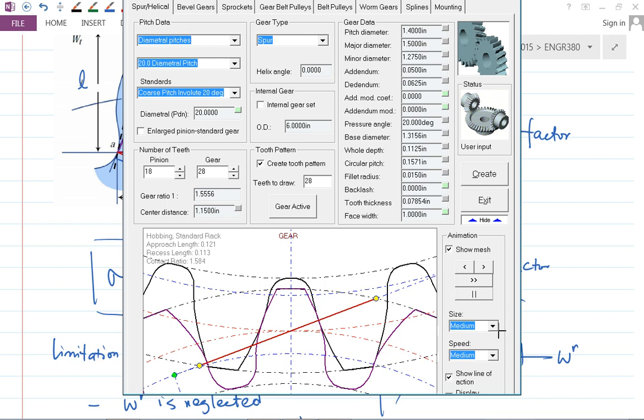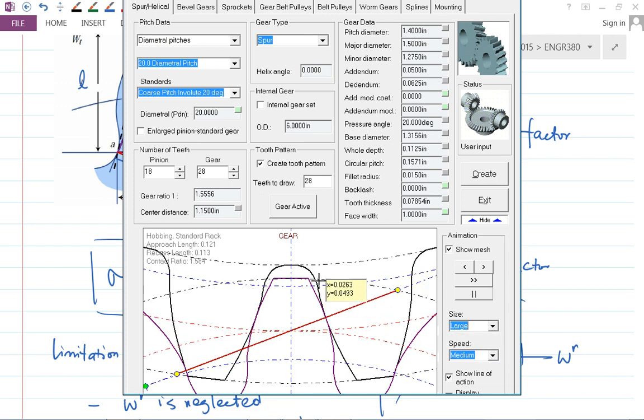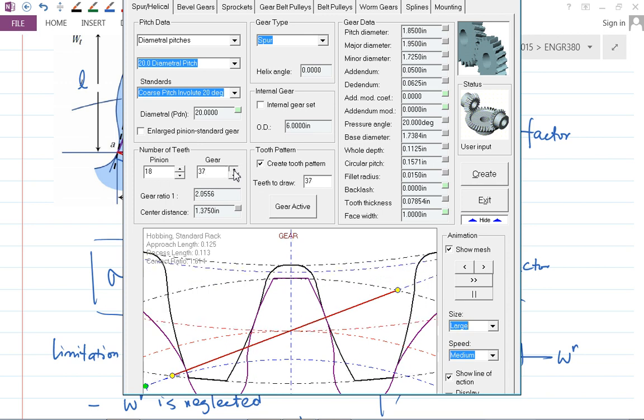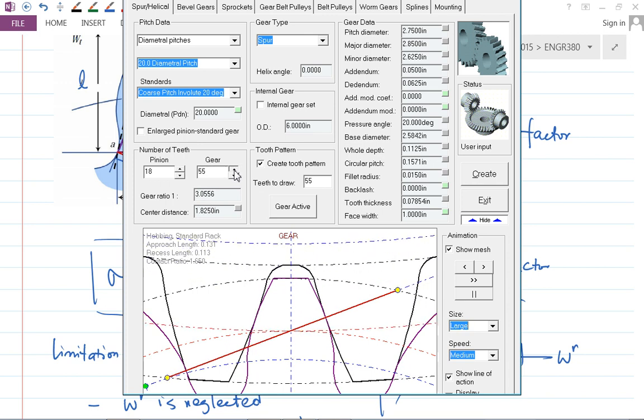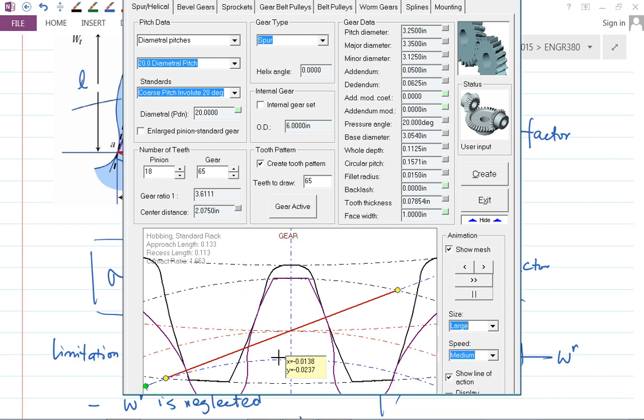For people from behind, you might want to stand up to watch here. Okay. So the bottom one is the pinion. I'm going to just watch this bottom one here, this purple one. Watch the purple one. And right now the pinion number is 18. Diametral pitch is 20. Right? So this is the shape.